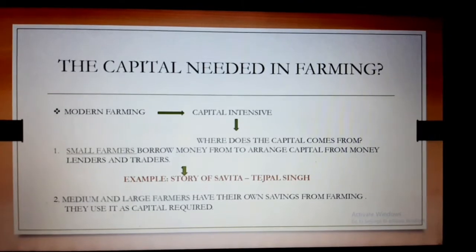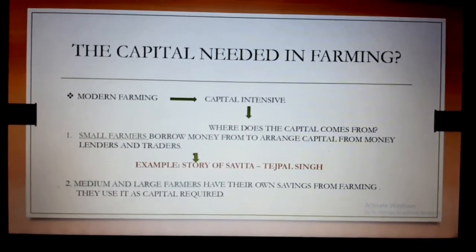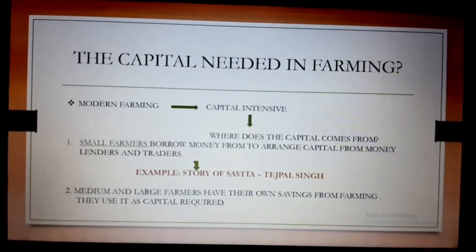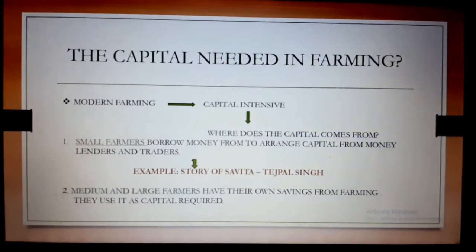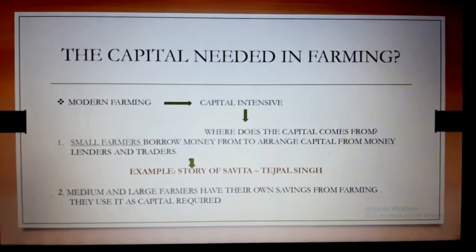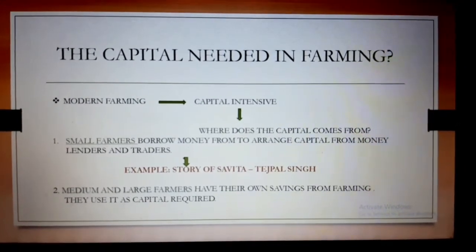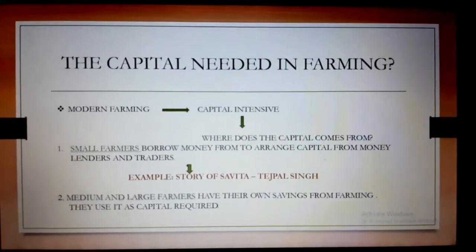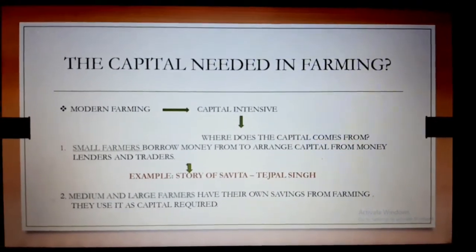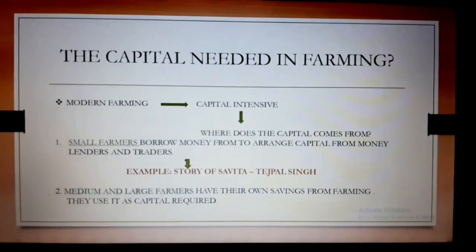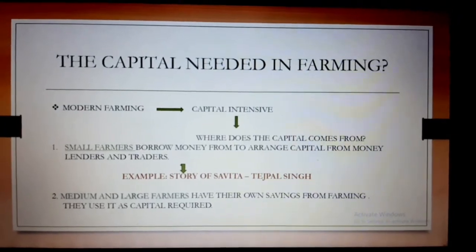We can see the example of the story of Savita and Tejpal Singh. Savita is a very small cultivator in Palampur, and she needs money to cultivate her own land, meaning she's a very small farmer. So she went to the big farmer, Tejpal Singh, and asked for money. Tejpal gave some money and asked her also to pay the interest.